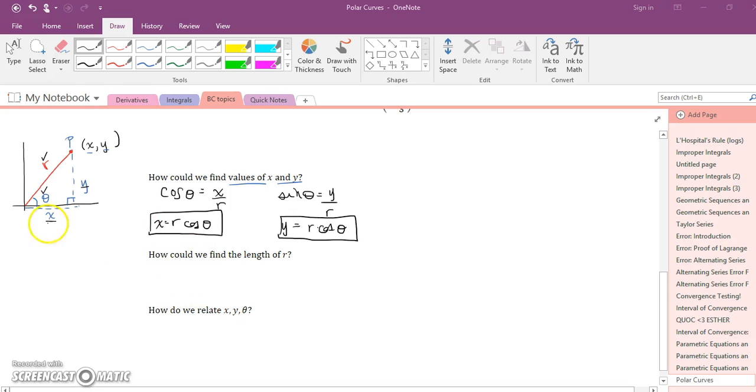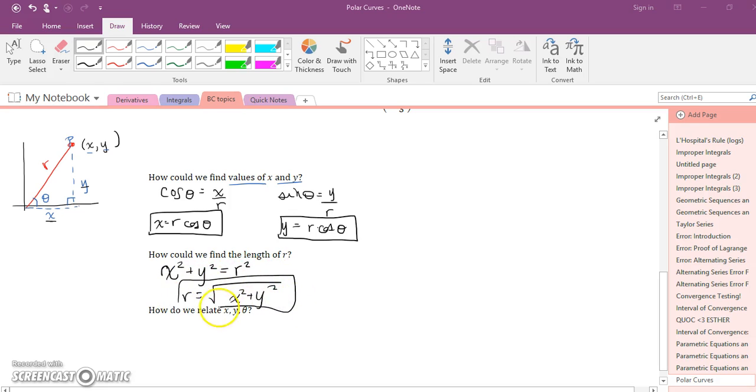Now let's say you wanted to find the length of r, and for this situation, let's say we know x and y. Well, if you know x and y, but you want to know r, then you could just use a form of the Pythagorean identity, where instead of a squared plus b squared equals c squared, you could say x squared plus y squared equals r squared. And then just to get r, you would do the square root. That's another formula that you'll use.